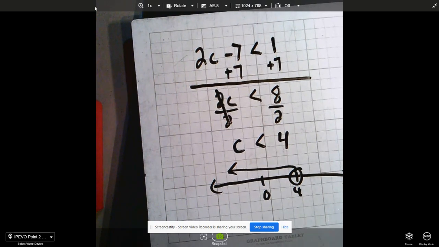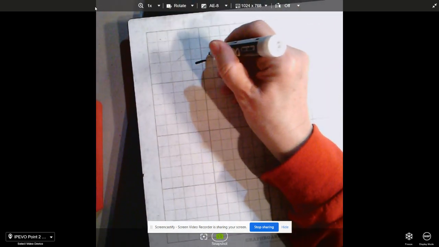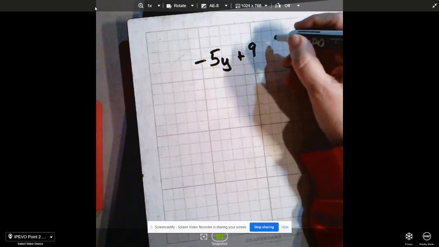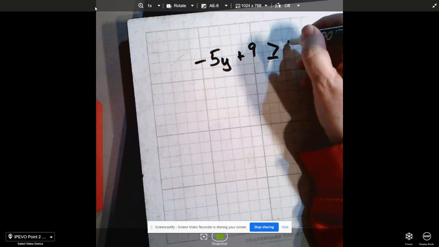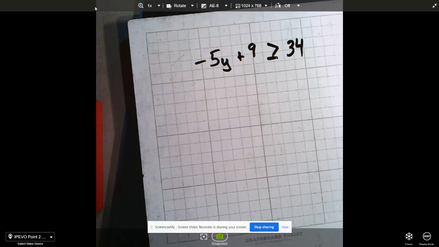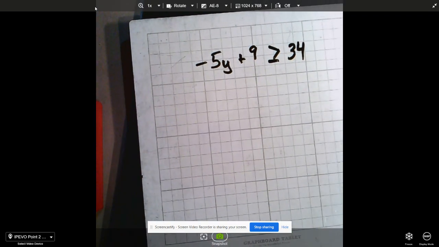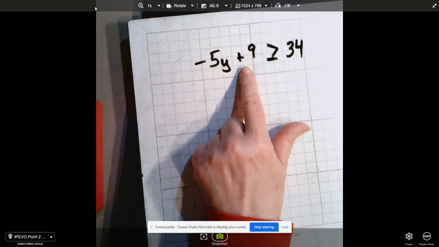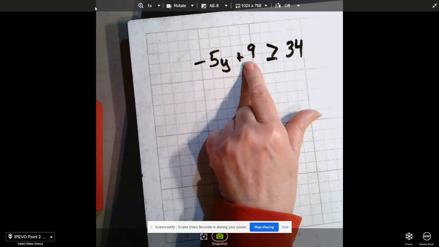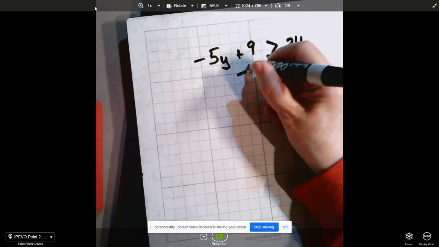And I'll do one last one. Minus 5y plus 9 is greater than or equal to 34. Okay, still no simplifying on either side of the equation, but I do have some addition. So I need to get this 9 over here. So I have to do the opposite, so I'm going to subtract 9.